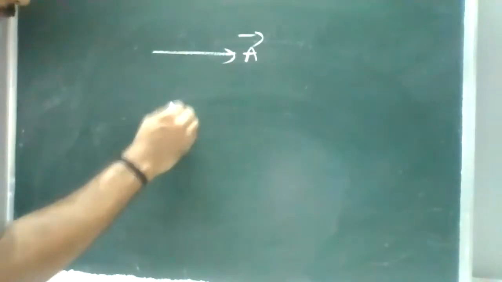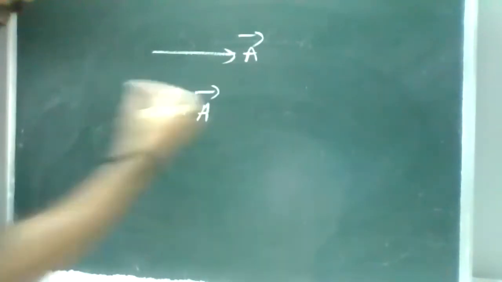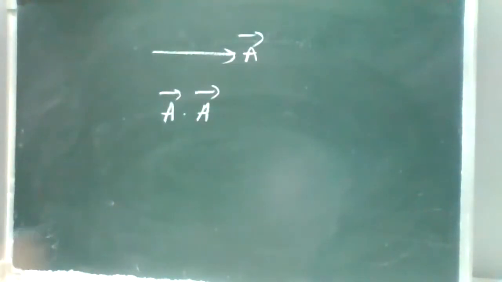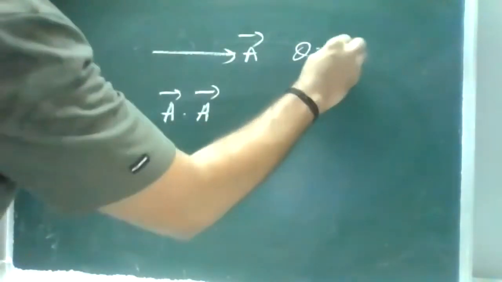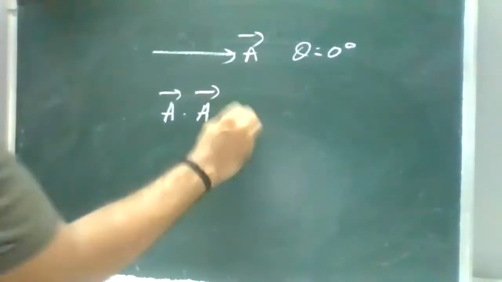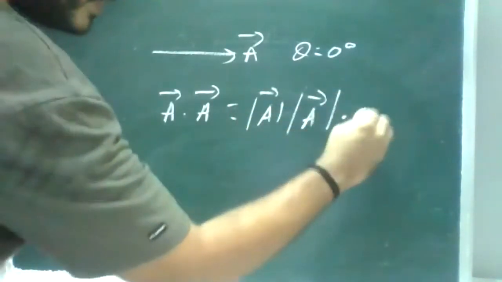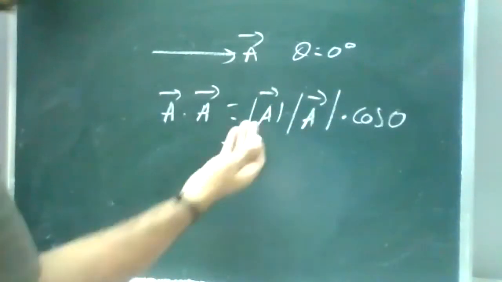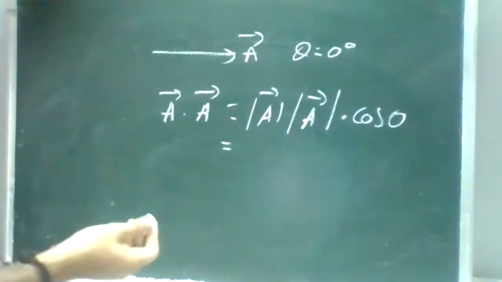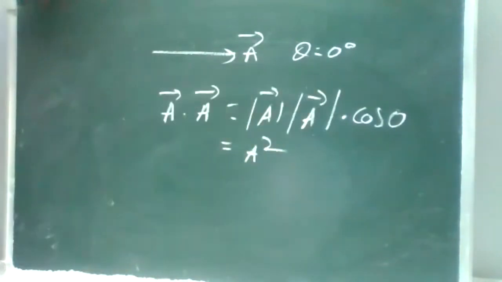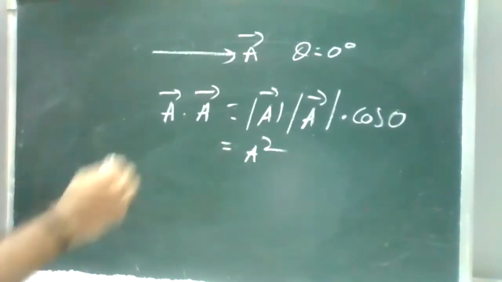So that means A vector dot A vector. Both are in the same direction, so theta is equal to 0 degrees. So the magnitude is modulus of A vector, modulus of A vector, cos 0 degrees. Cos 0 is nothing but 1. Modulus of A is nothing but your magnitude, so it is A square, when both are in the same direction. Next point. It is your sixth point.